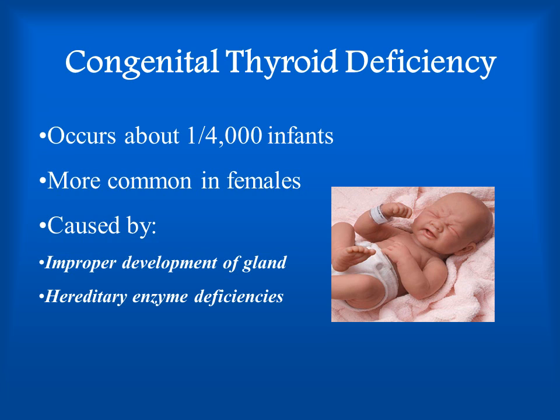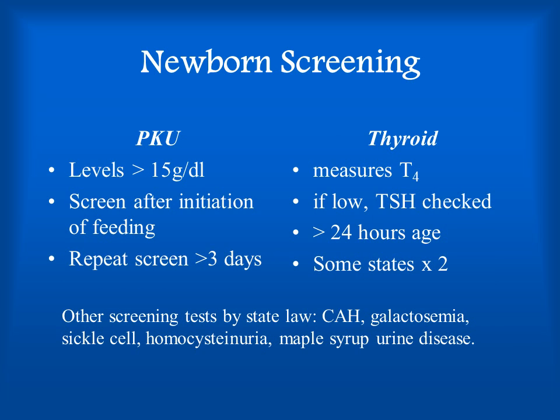A congenital thyroid deficiency occurs in about 1 out of every 4,000 infants, more common in females, and can be caused by either improper development of the thyroid gland or hereditary enzyme deficiencies. Newborn screening should at least include thyroid testing, measuring T4. If this is low, a TSH is checked, usually at greater than 24 hours of age, and in some states, they'll check it twice before discharge.